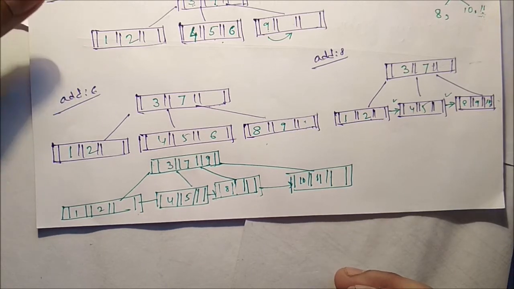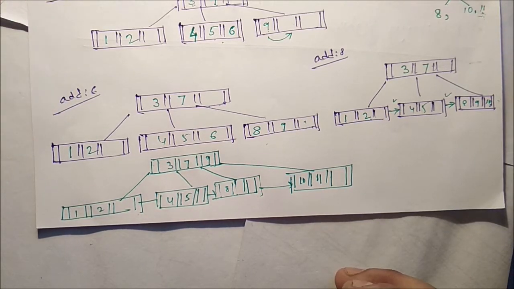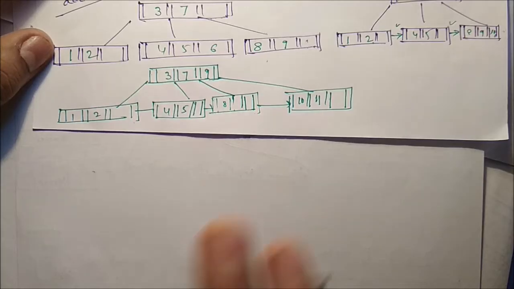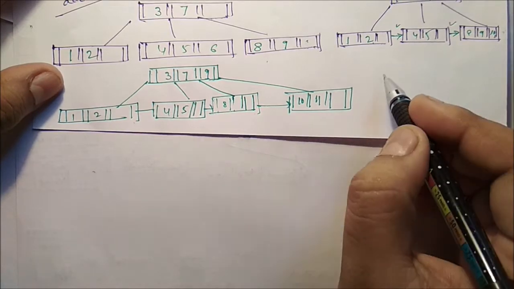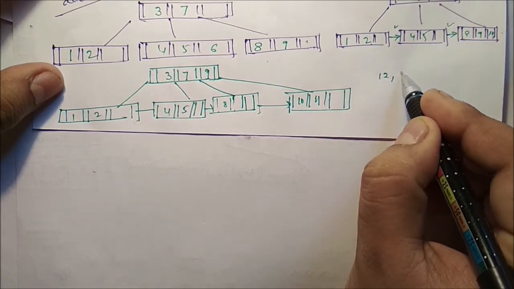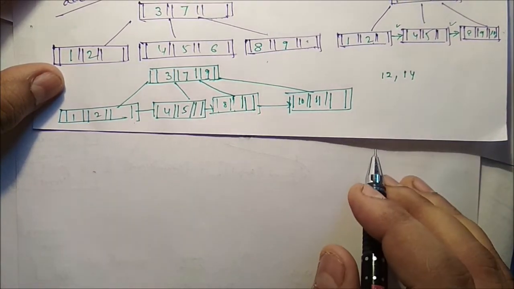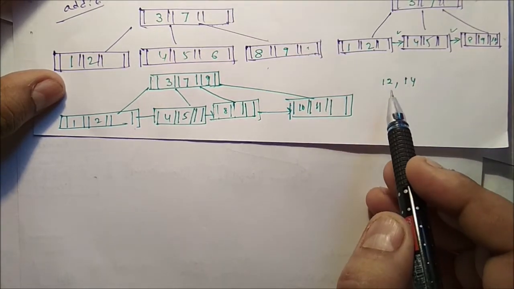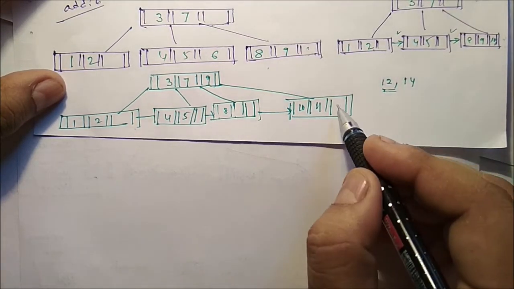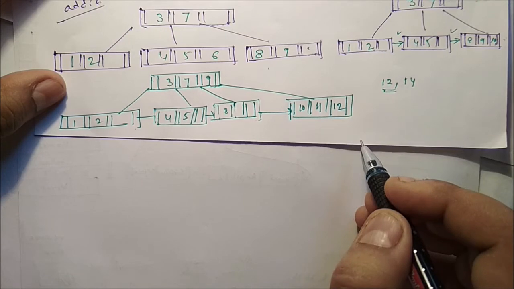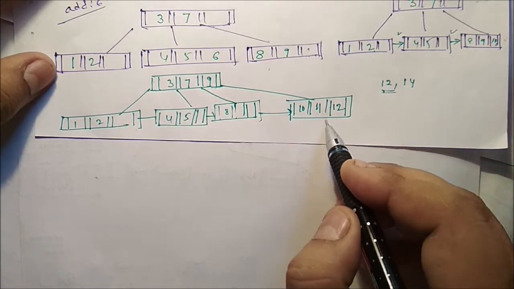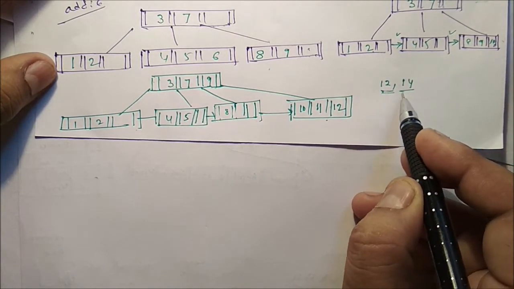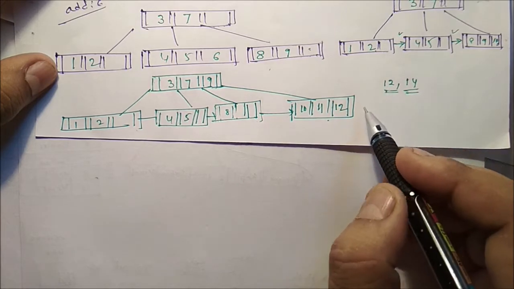Okay, now for the sake of completion, we just increase the tree. Now suppose we want to insert two more keys, say 12 and 14. How can you insert? If you want to insert 12 here, directly we can insert 12 here, no problem, because the place is there. But if you want to insert 14 here, what do we have to do?